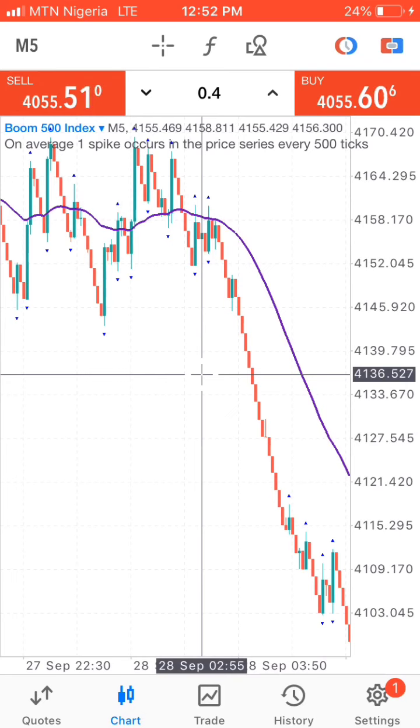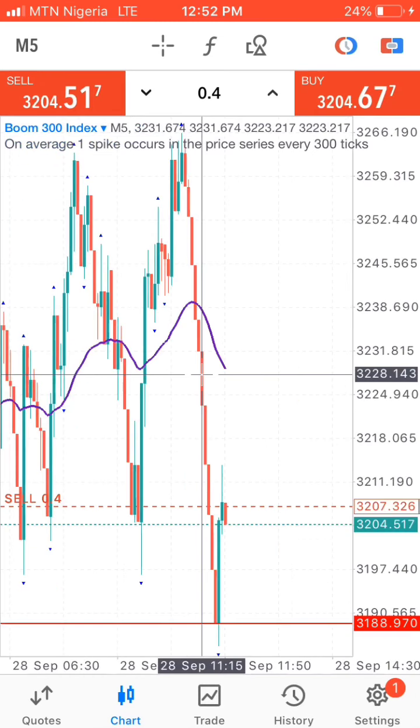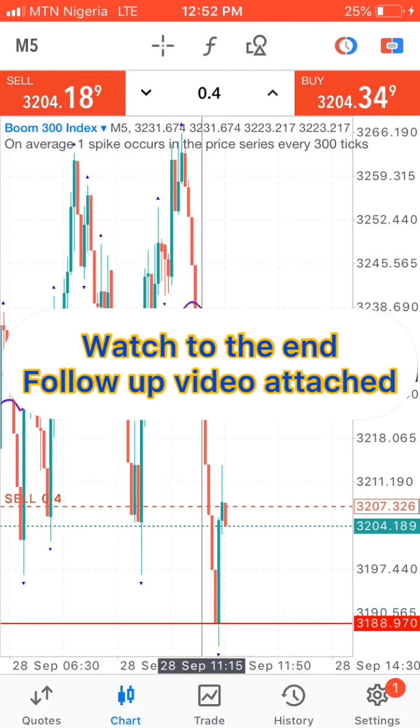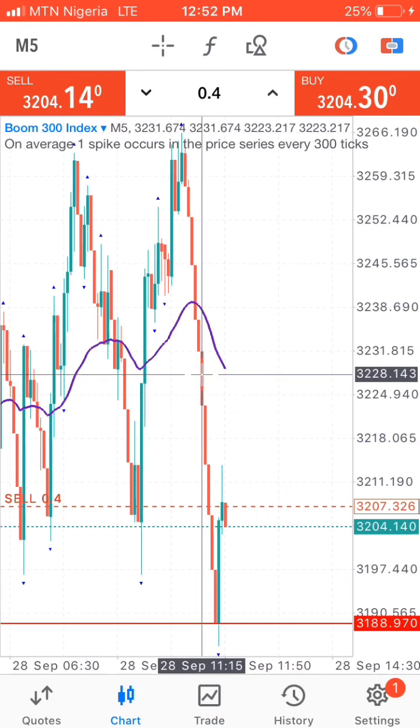Now let's go back to our boom 300 and see what's going on. You see, we're in profit already, and had I increased the lot size, I'd be scalping to catch a whole lot of candlesticks before leaving the market. So guys, you can see that this strategy works.